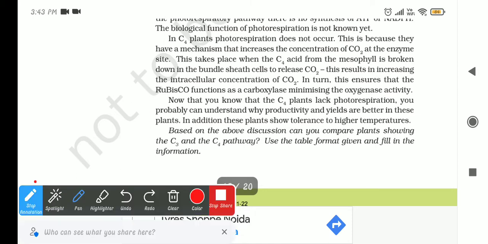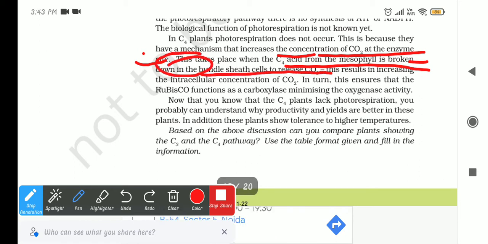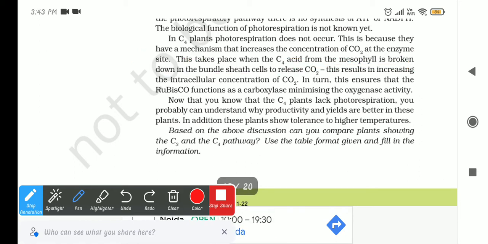Do you know why photorespiration doesn't occur in C4 plants? This is because they have a mechanism that increases the concentration of CO2 at the enzyme site. It takes place when the C4 acid from the mesophyll is broken down in the bundle sheath cell to release CO2. This results in increasing the intercellular concentration of CO2. In turn, the enzyme rubisco functions as a carboxylase and minimizes the oxygenase activity. So that's why it does not happen in C4 pathway plants.